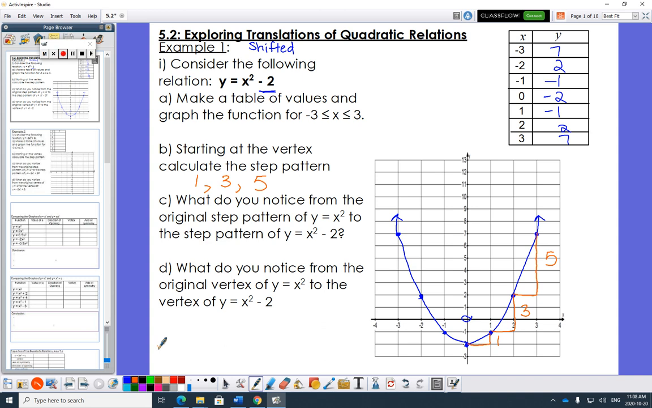C says, what do you notice from the original step pattern? So the original step pattern, if you forget what that is, that we wrote yesterday, 1A, 3A, 5A. So this parabola here, are they the same? Have they been changed? Is it the same? Yes.